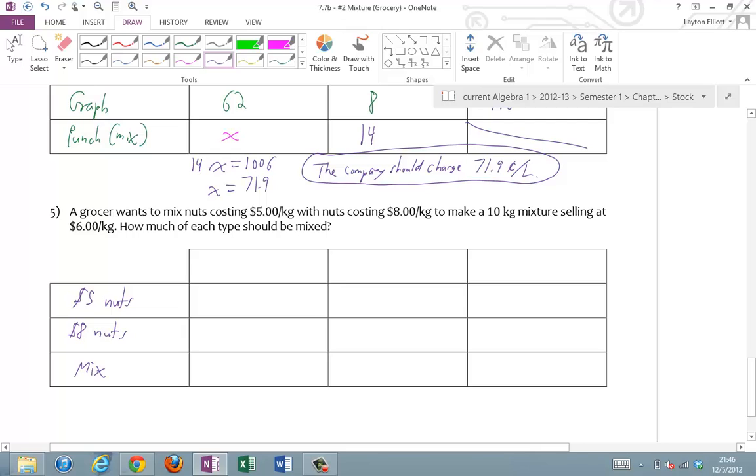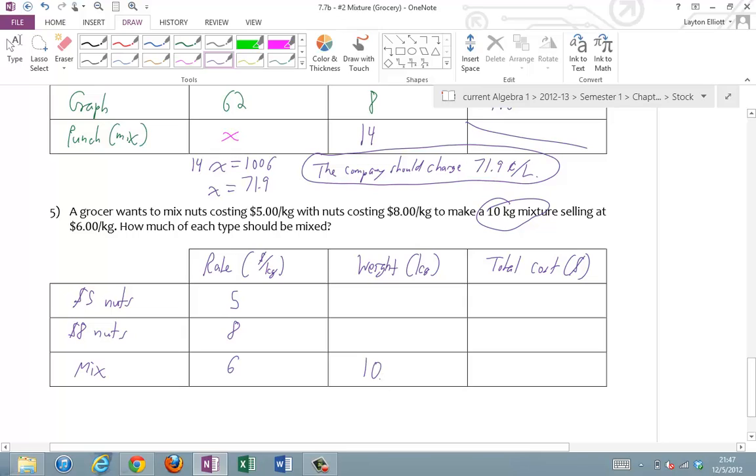Okay, same thing, we have a rate, dollars per kilogram. We have a weight in kilograms. And then we have a total cost. And that total cost is in dollars again. The rate is 5, 8, and the mix would be 6. All that came from the problem. How much of each type of nut should be mixed to make a 10 kilogram mixture?